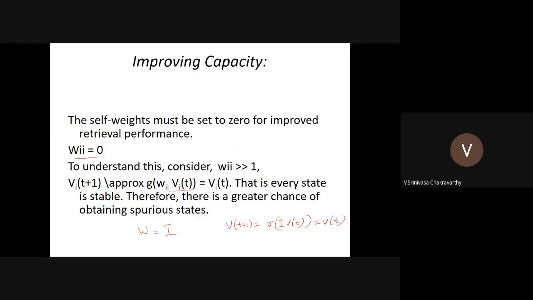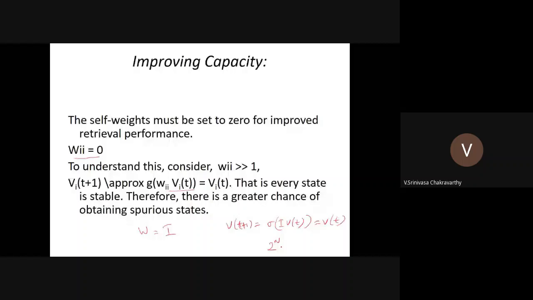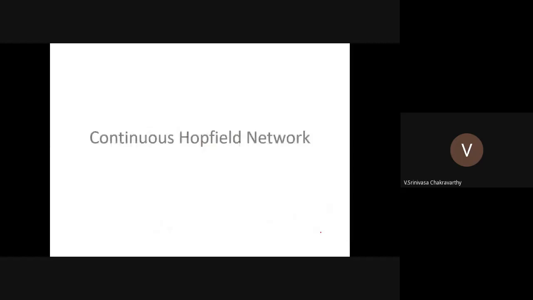Therefore, the state doesn't change. Which means that a weight matrix in which all the diagonal terms are positive and high, and much higher than the off-diagonal terms, will tend to stabilize the state wherever it is. In the extreme case, when the weight matrix is just the identity matrix, every state in the state space is stable because wherever you are, you just stay there. That means of the two to the N possible states, all the states are stable. Which is pathetic, because the memory becomes completely useless when that happens. So that is what happens.